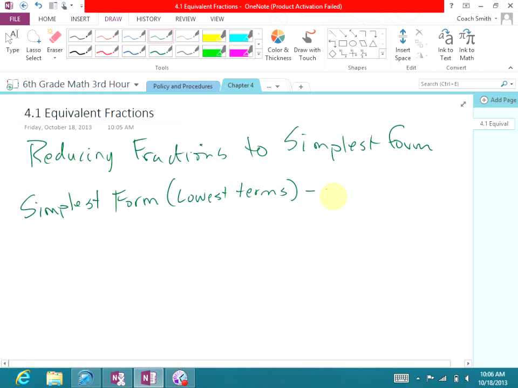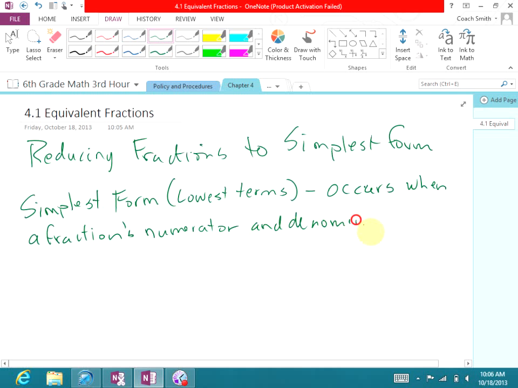Simplest form occurs when a fraction's numerator and denominator have no common factors. Okay? When a fraction is in lowest terms or simplest form, it means that the numerator, the top number, and the denominator, the bottom number, have no common factors.